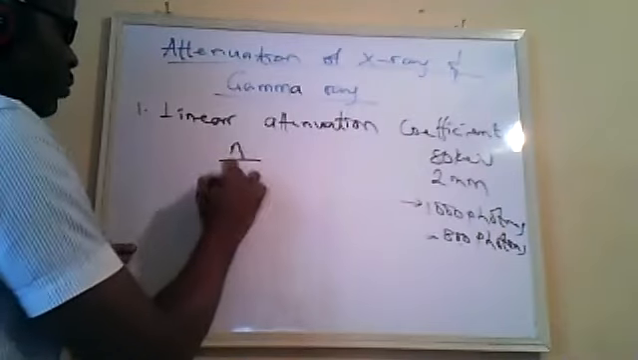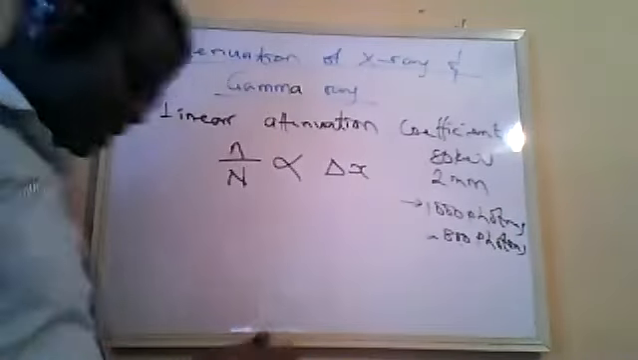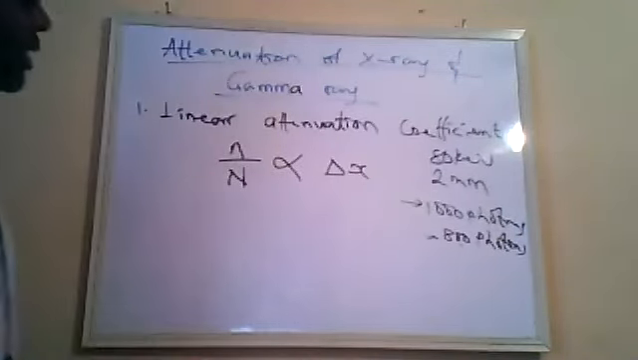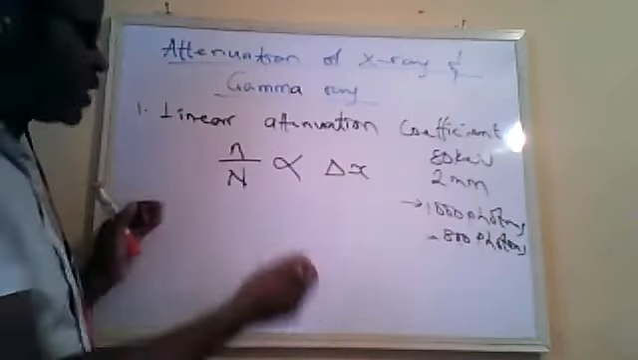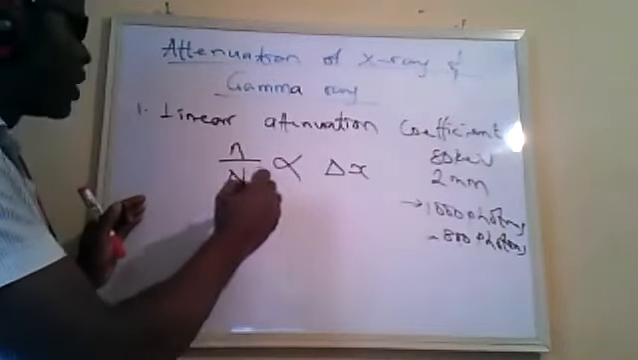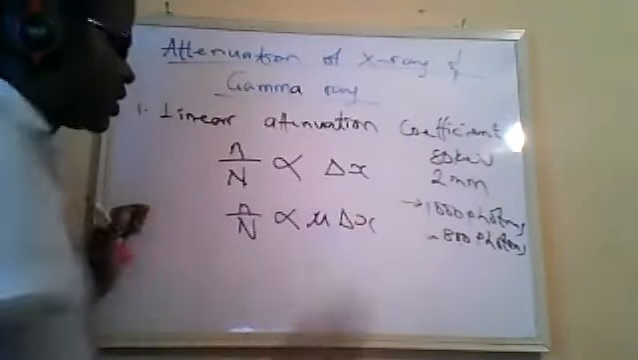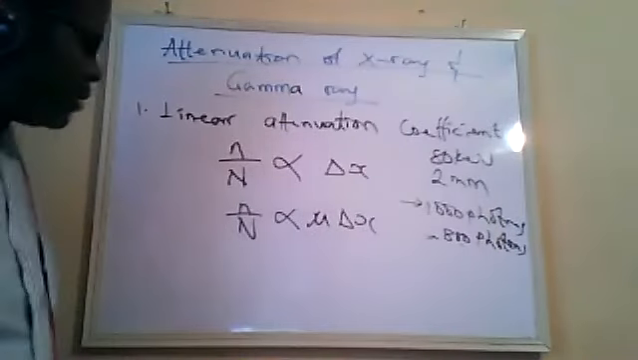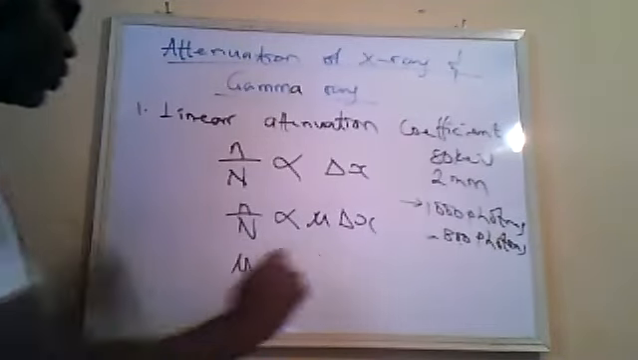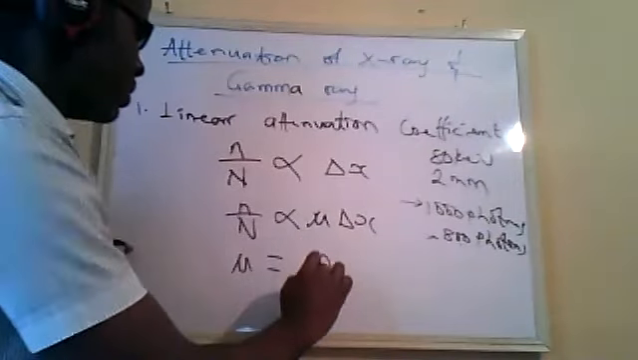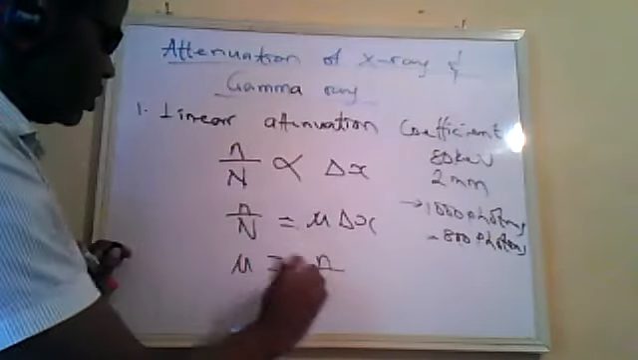The number of photons removed is directly proportional to the thickness of the material. So we have now introduced our proportionality constant, mu. This is still the linear attenuation coefficient. Sorry about that. At the end of the day, we will have mu equal to the number removed over the original number times the thickness.